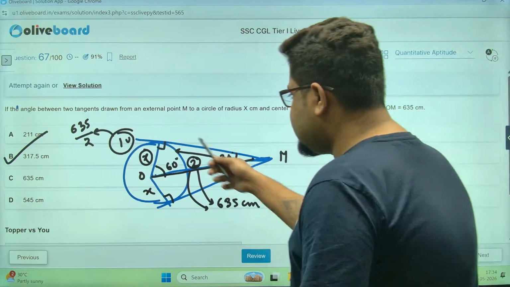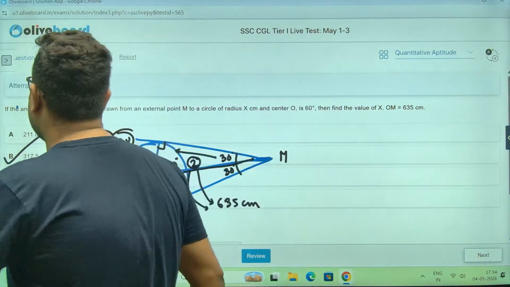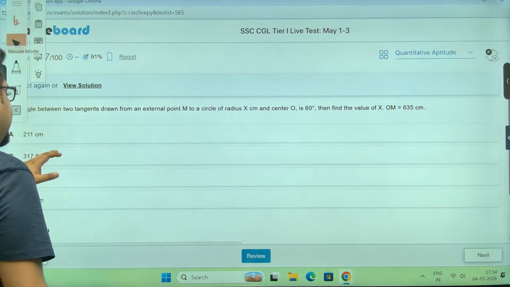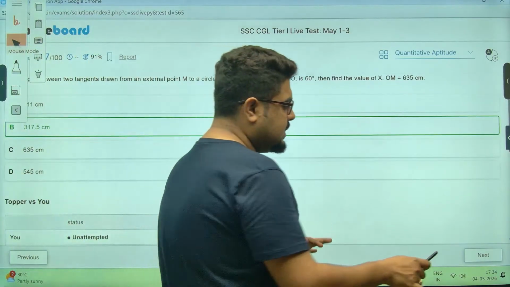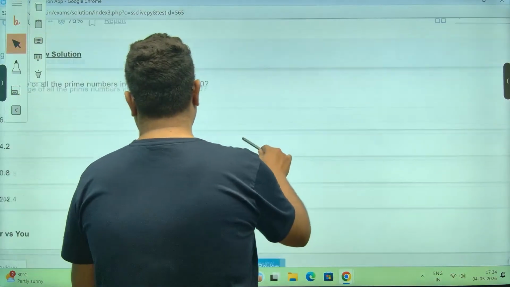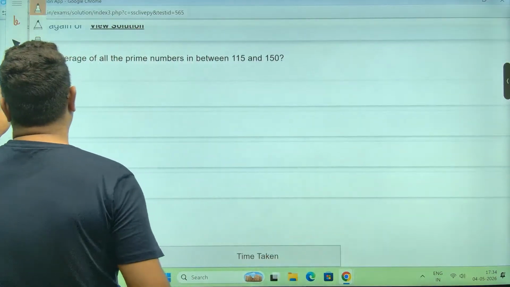Again, height and distance concept we have used. The 30, 60, 90 triangle. Again, very, very simple. It just clicked and we just did it.